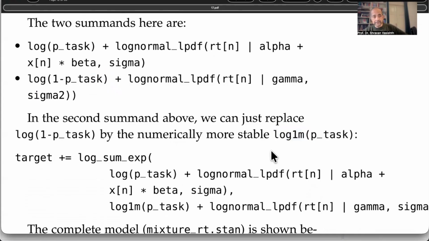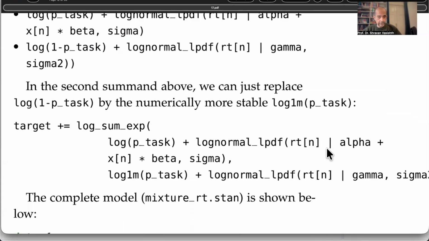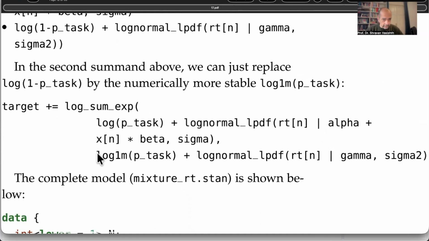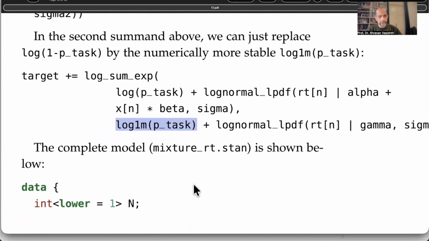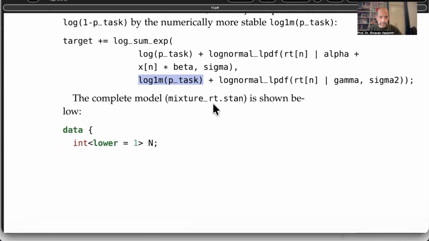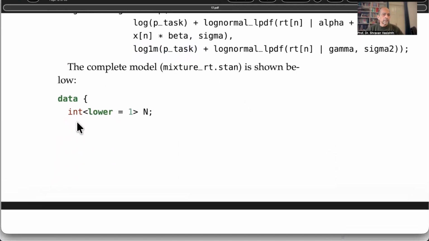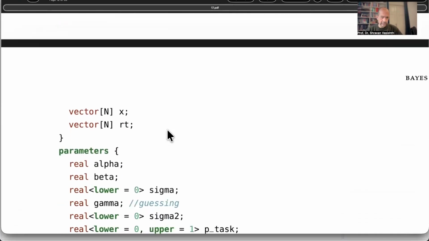What this actually means is we're going to write log 1 minus p task. That's just a shortcut function that is numerically more stable. So that's how we end up with this one minimal change in the specification. So the model looks like this. This is the mixture RT Stan model. Again, data block, number of rows in the data frame, which is 1000 in our simulated data.